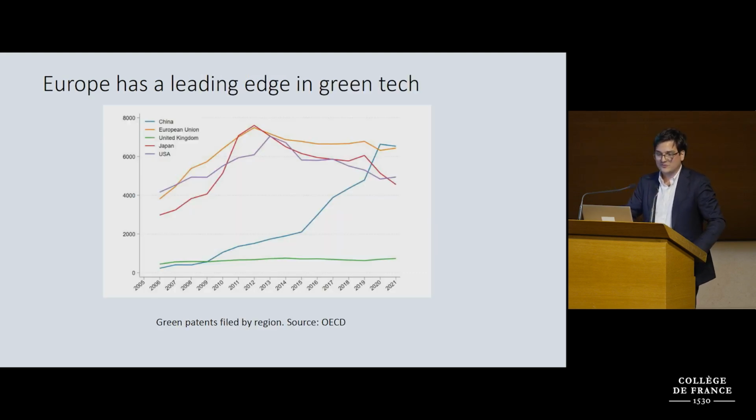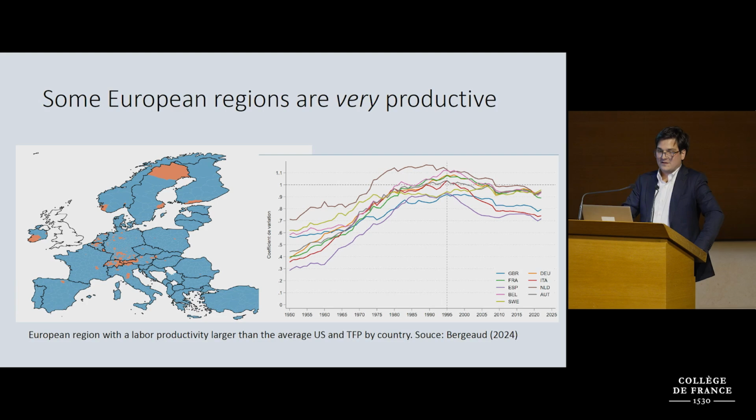We are also leading in green technology. If you look at green patents, Europe produces a lot of green patents, actually just at the same level as China, but much more than in the US. And finally, Europe also has some regions that are extremely productive. In orange here, you see regions that are more productive than the average American region, than the average productivity in the US. As you can see, most of them are either in Switzerland, Austria, or Netherlands and Belgium. But there are some regions in Europe that are extremely productive.